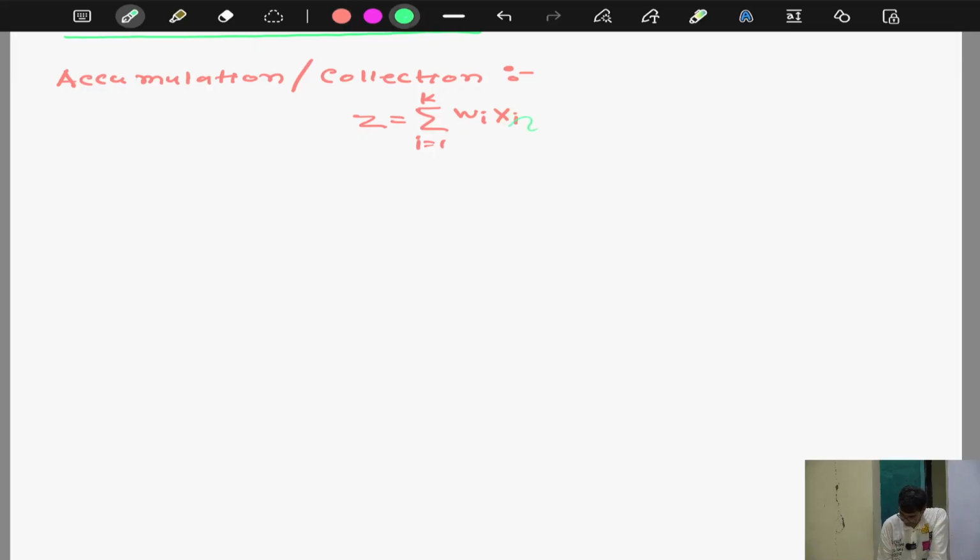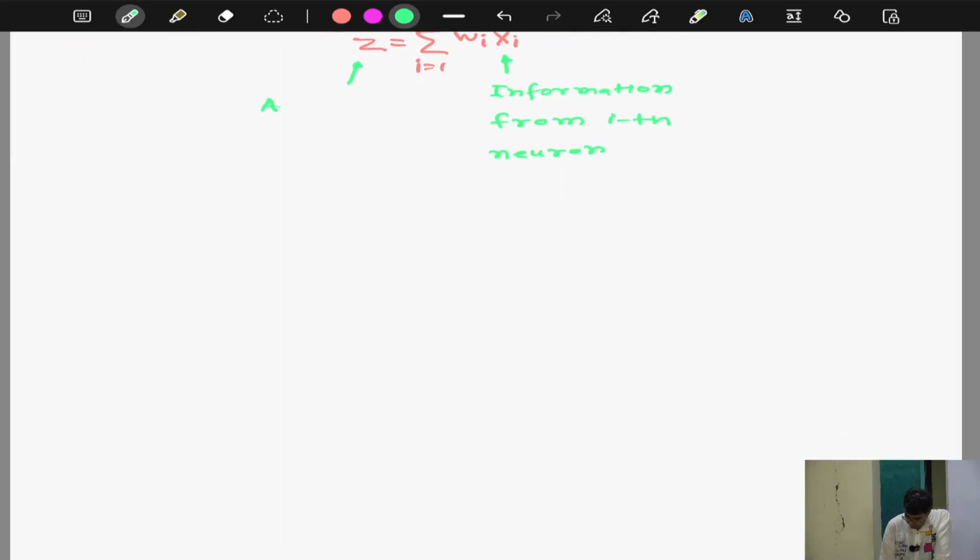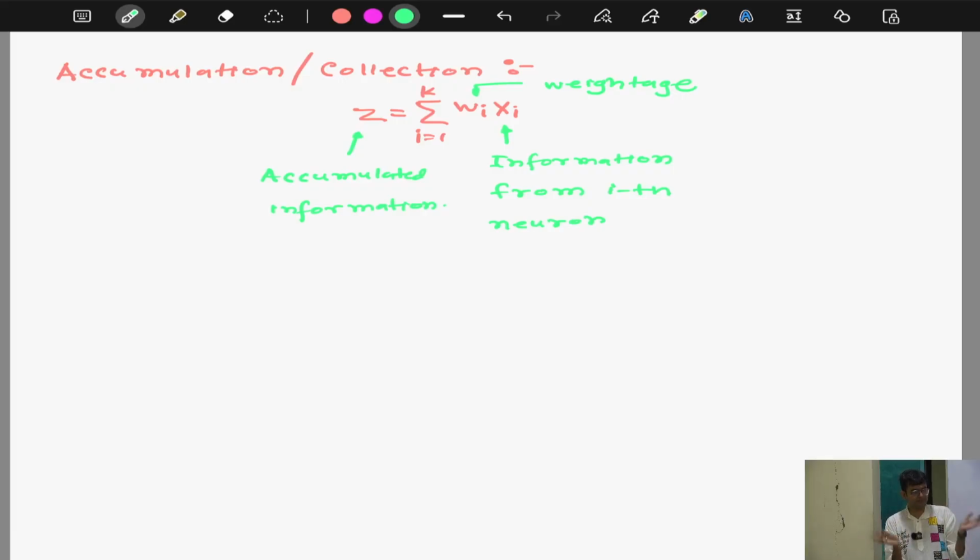So, what is my xi? This is the information from the ith neuron. What is wi? Weightage, and this is the accumulated information. So you are taking this information, accumulating it using weights.